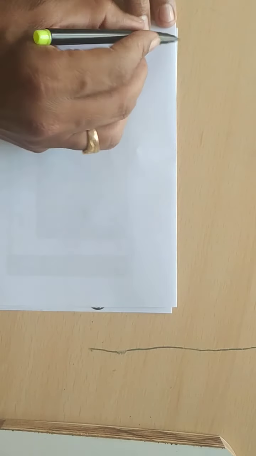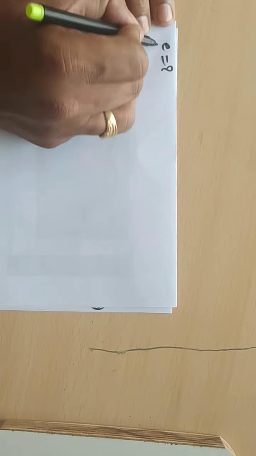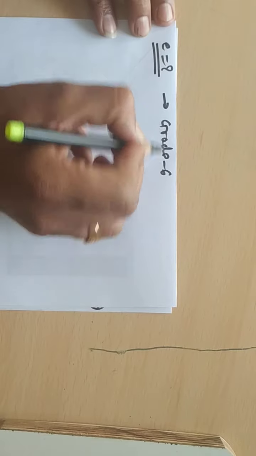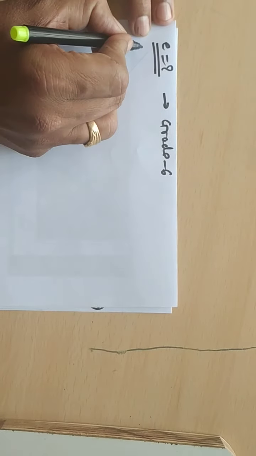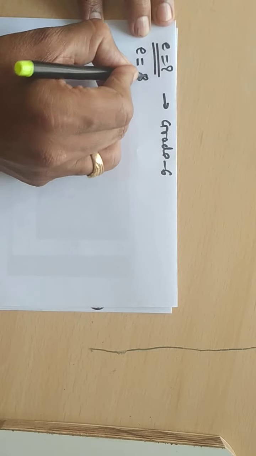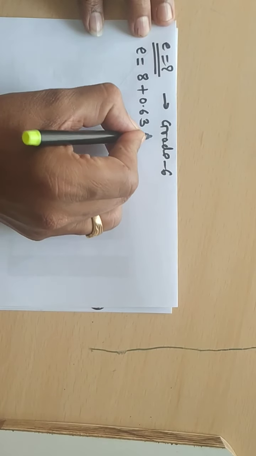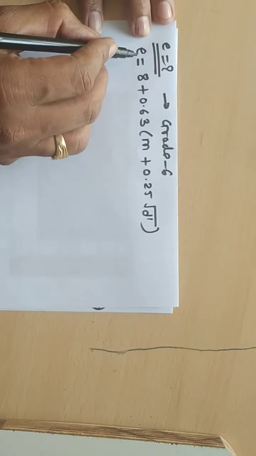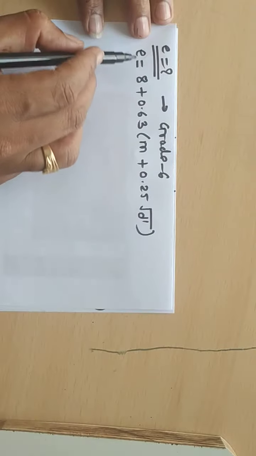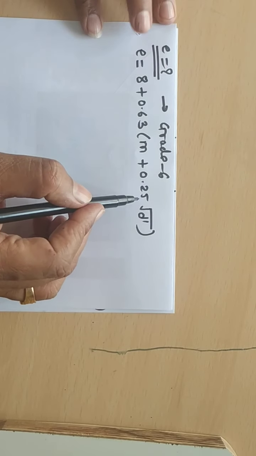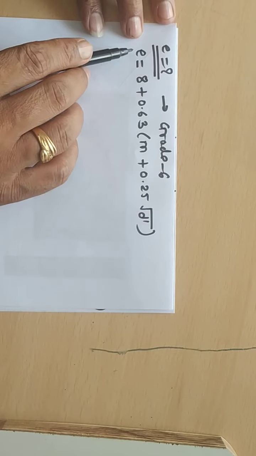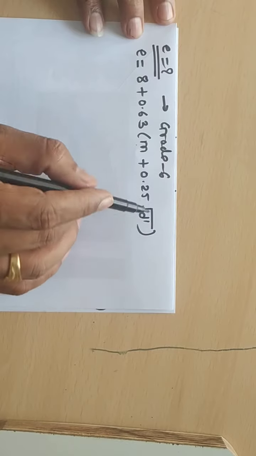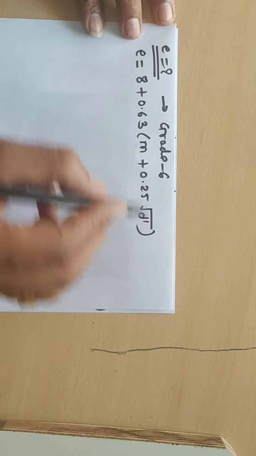Now for the CEB plus PT, first find out E, that is error. Now this error E for grade 6 is given. For grade 6 you have to find out error E. Error E is nothing but 8 plus 0.63 into M plus 0.25 under root D dash. This equation is given in the numerical, or there is one table in the design data book. From that design data book we have to take the value of E equal to 8 plus 0.63 into M plus 0.25 under root D dash. In many problems the error E is directly given and it is in micron.